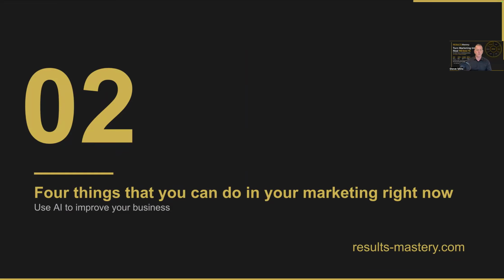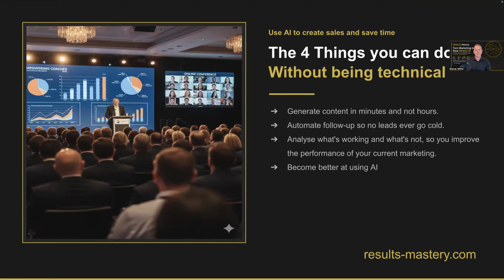So, number two, four things that you can do in your marketing right now, things that you can actually do that are going to make a difference. Firstly, you can generate content in minutes and not hours. That could be social media, emails, blogs, web pages, landing pages, scripts, testimonials, loads and loads of things that you can now do in minutes instead of hours. Case studies, you name it.